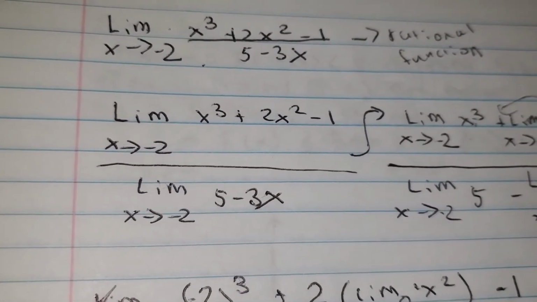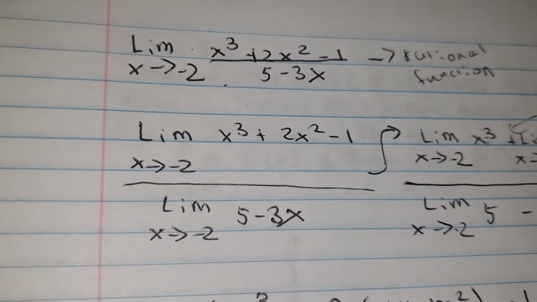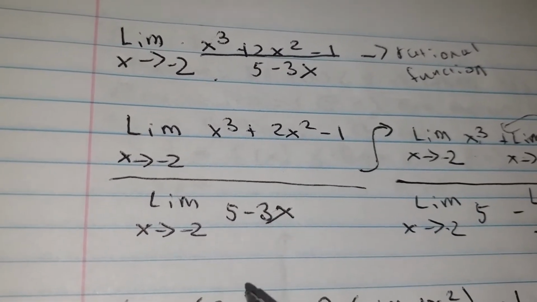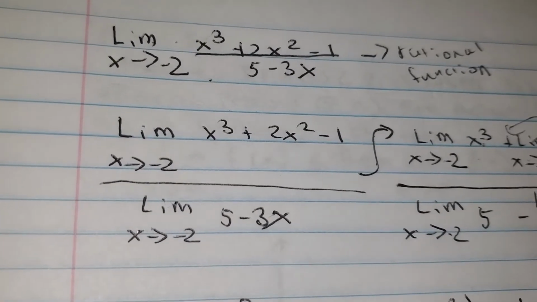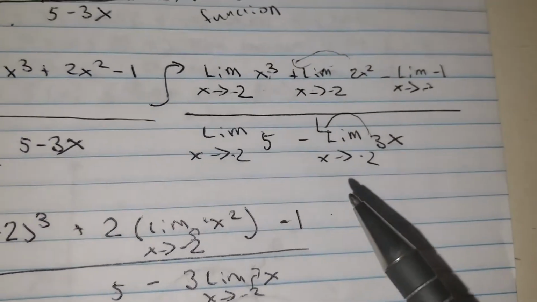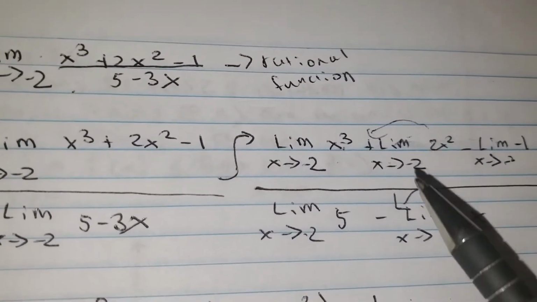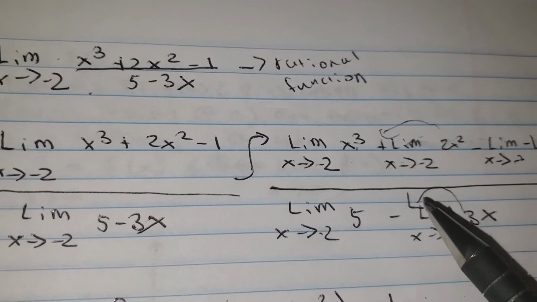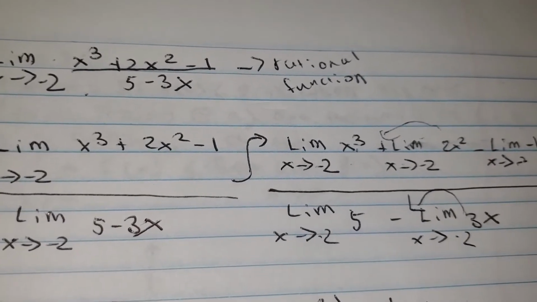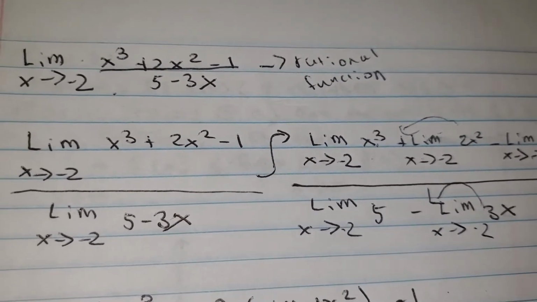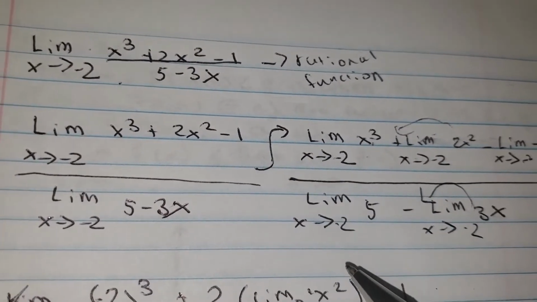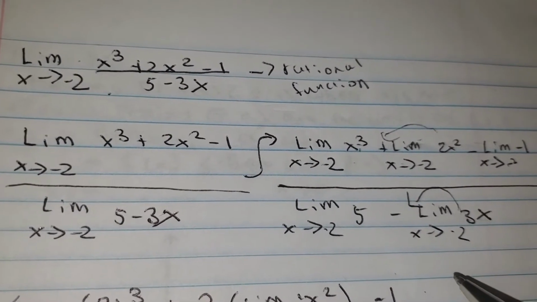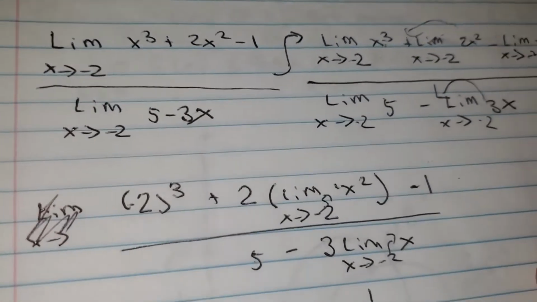The first thing I would do is split the limits up. In the numerator, we have x cubed plus 2x squared minus 1. In the denominator, we have the limit as x approaches minus 2 of 5 minus 3x. All right, then we're allowed to split up into parts even more because there's operations. So we have the limit as x approaches minus 2 of x cubed plus the limit as x approaches minus 2 of 2x squared minus the limit as x approaches minus 2 of 1. In the denominator, we have the limit as x approaches minus 2 of 5 minus the limit as x approaches minus 2 of 3x.